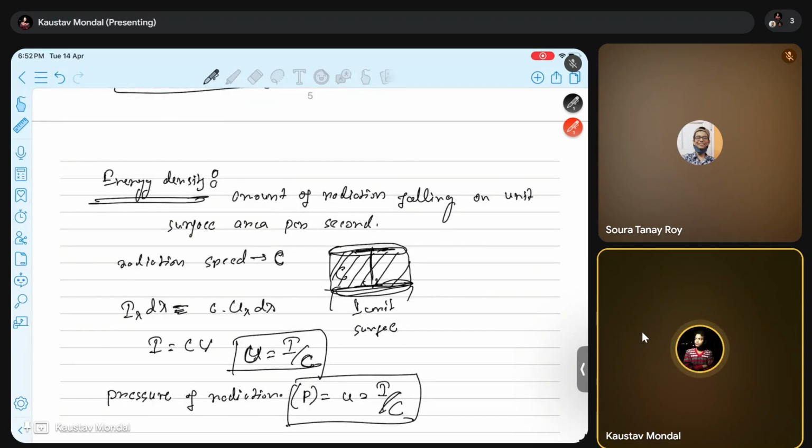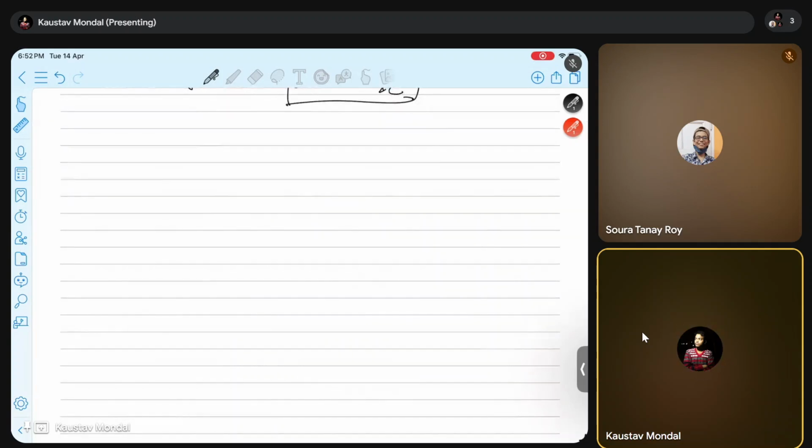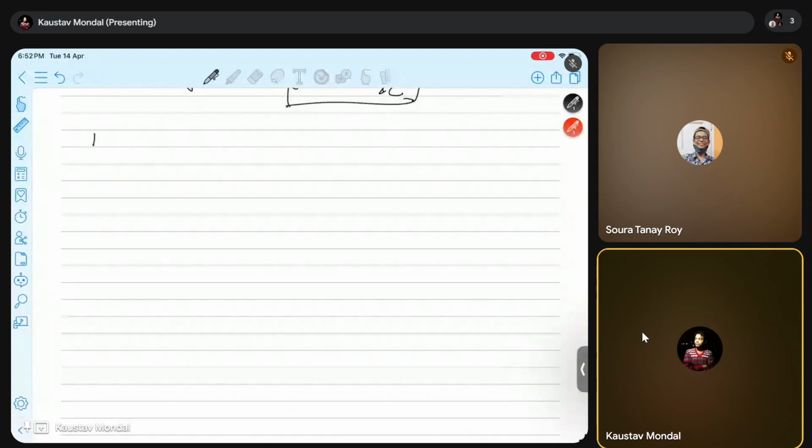Next, we will be discussing the concept, what is the case for a diffused radiation.